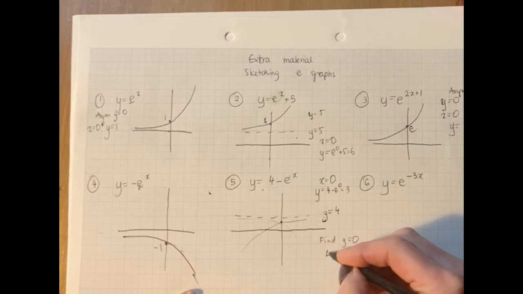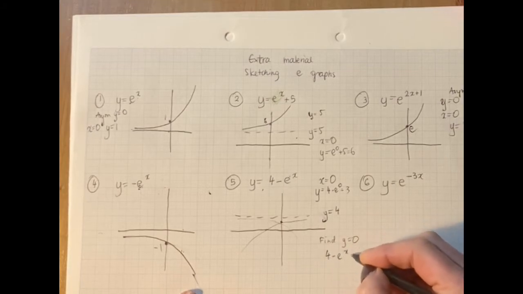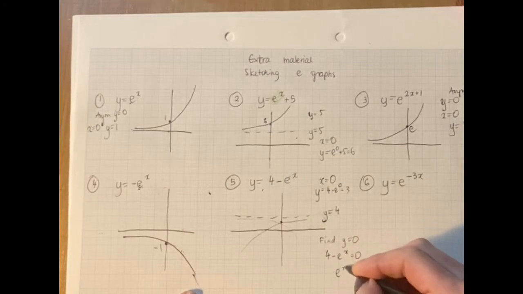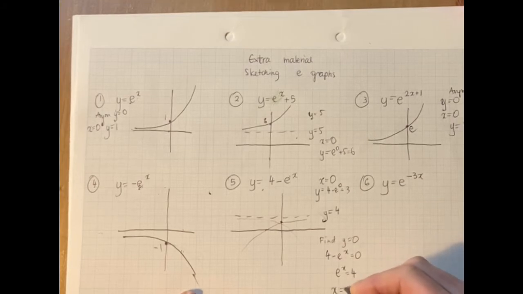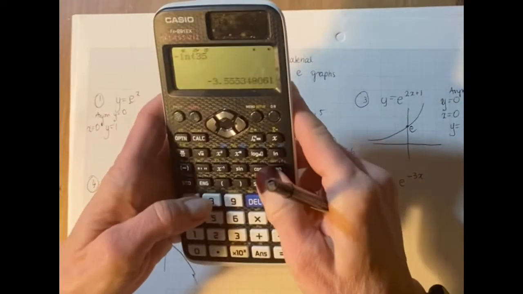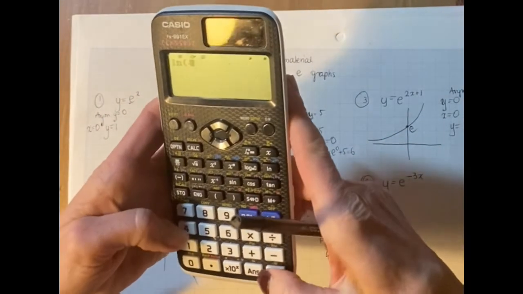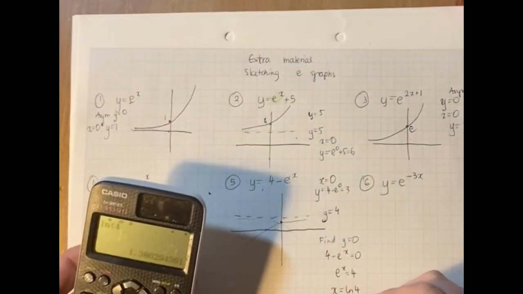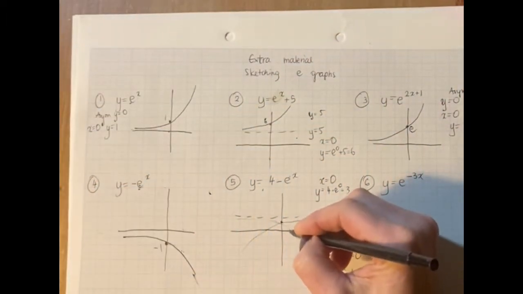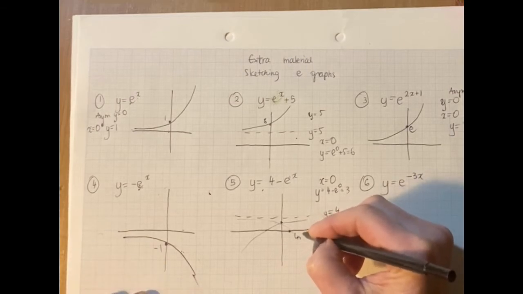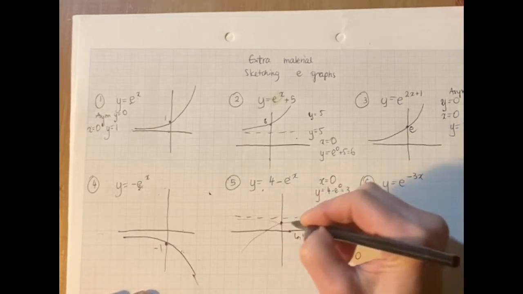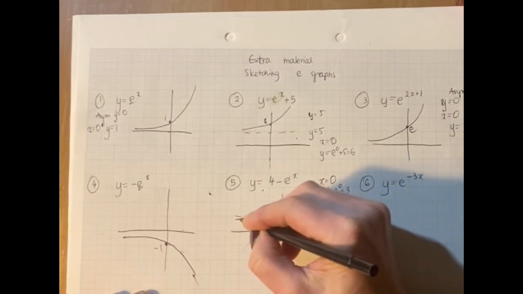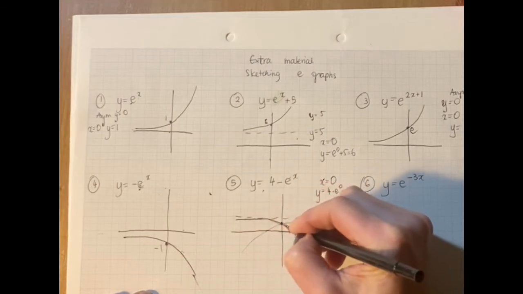So solve 4 minus e to the power of x equals 0, so e to the power of x equals 4, giving us x is equal to ln 4. Now ln 4, if you put that into the calculator, you should get the value of 1.3 something. So it's going to cut the x-axis here, and that value here was 4. So here's the graph. Sketching.